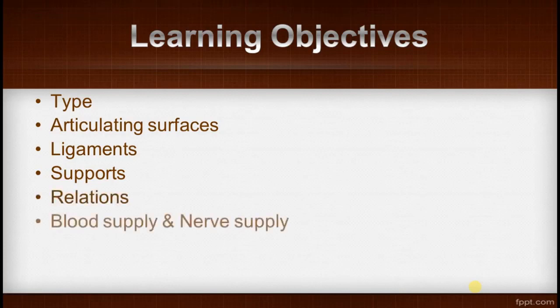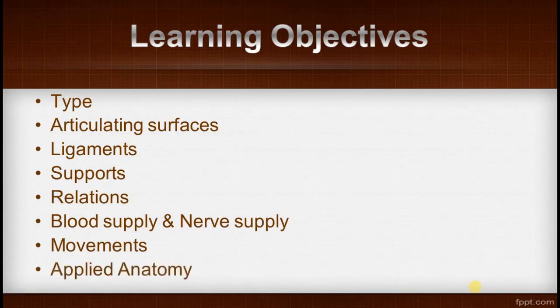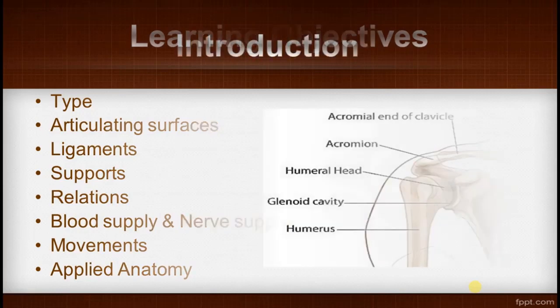relations of this joint, or the structures present around this joint which form the relations, and blood supply, and very importantly nerve supply to this joint, movements. So what are all the movements possible in this joint, and what are all the muscles which produce these movements, we will also discuss, because any joint description is not complete without discussing the movements of the joint. And finally, we will discuss the applied aspects of the shoulder joint.